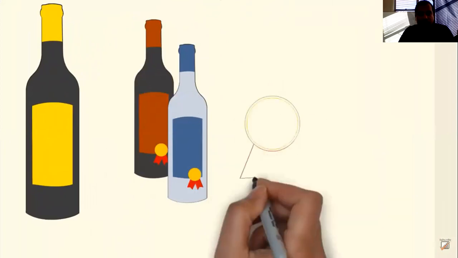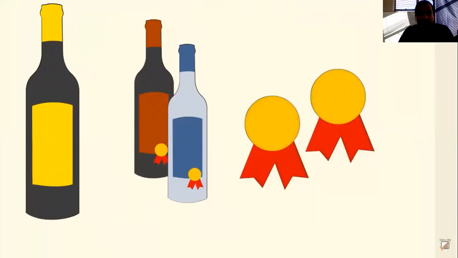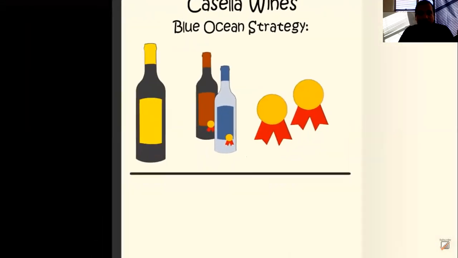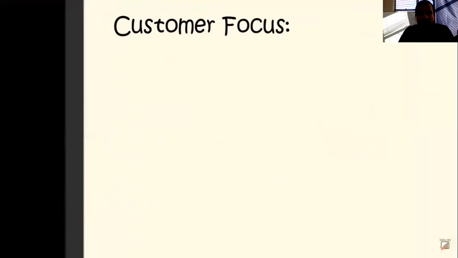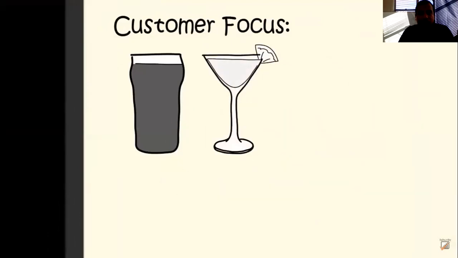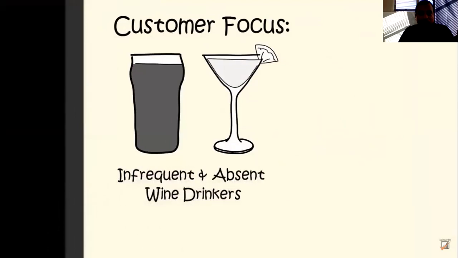They would need to establish their brand over the span of several years and hope to win several awards along the way to gain the favor of existing wine drinkers. So, they decided to take a different approach. Instead of focusing only on wine drinkers, like most wine businesses do, they focused on beer and cocktail drinkers, consumers in adjacent markets of other alcoholic beverages who either infrequently drank wine or avoided wine altogether.